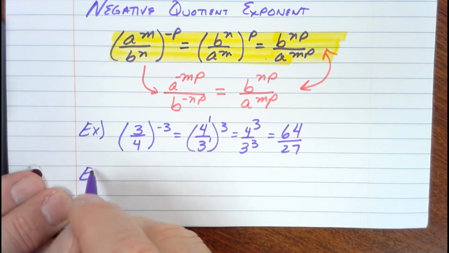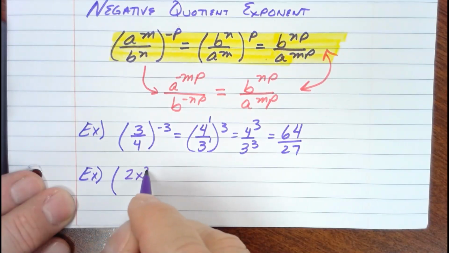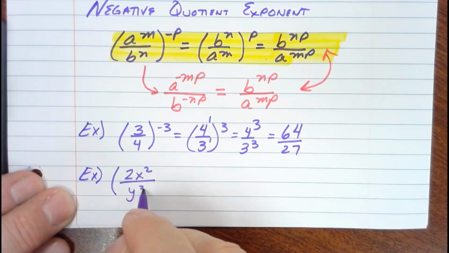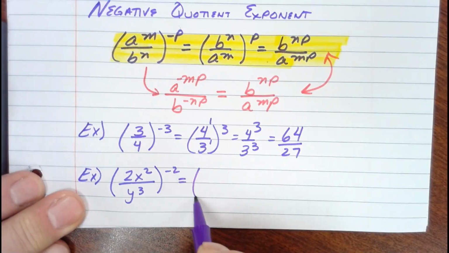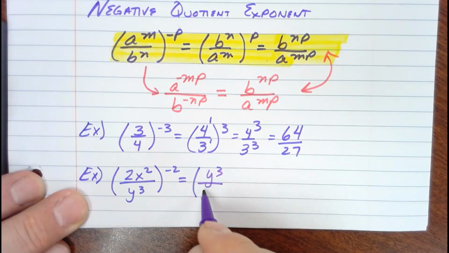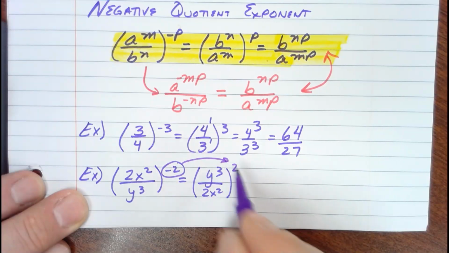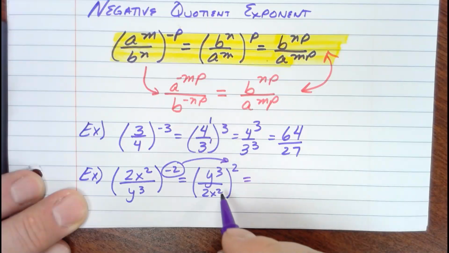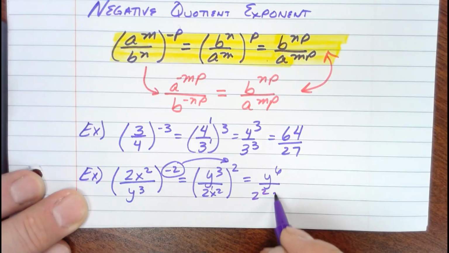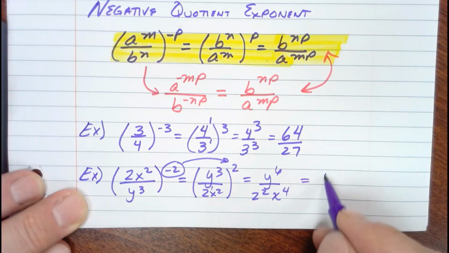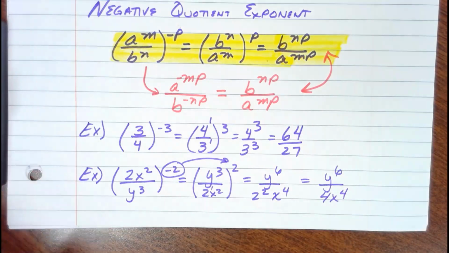Likewise, using the trick, 2x squared over y cubed raised to the negative 2 power, flips the fraction, makes the exponent on the outside positive, and then I can make this y to the 6th, 2 squared, x to the 4th, which is the same as y to the 6th over 4x to the 4th.